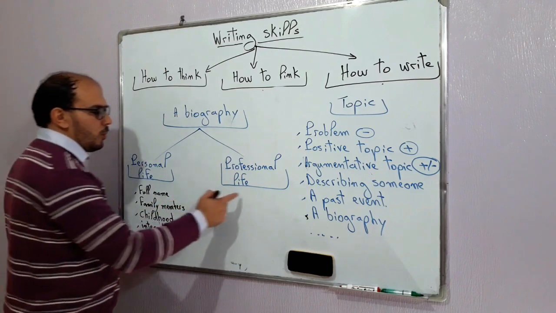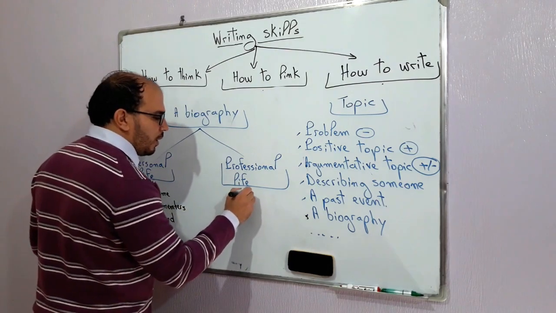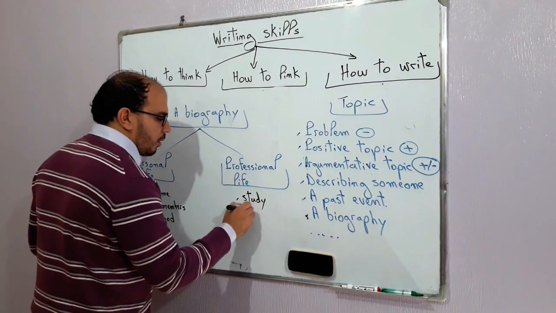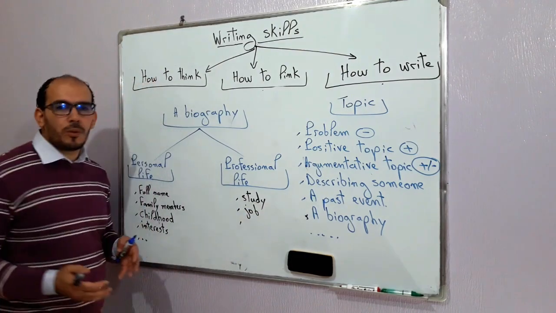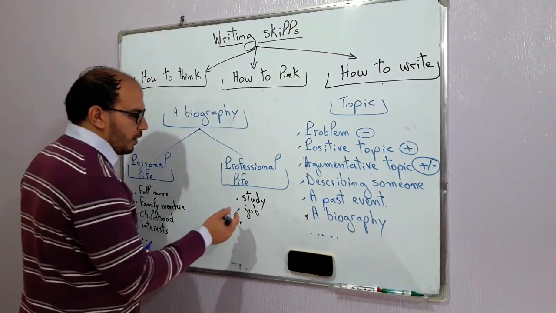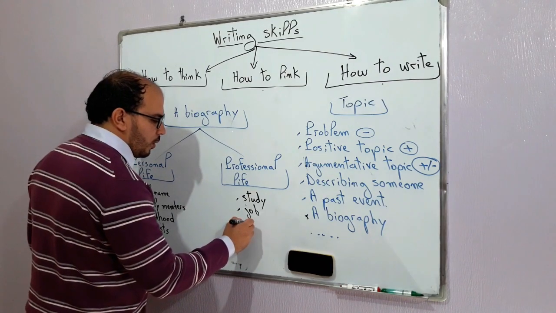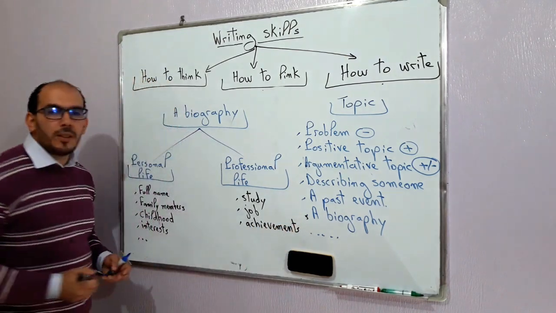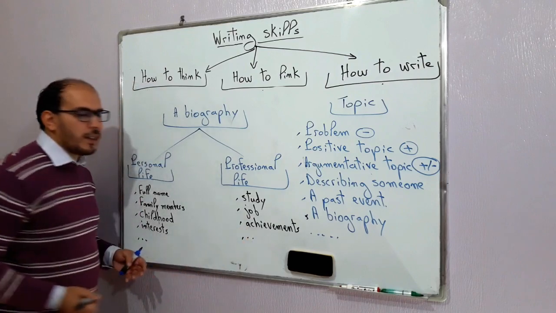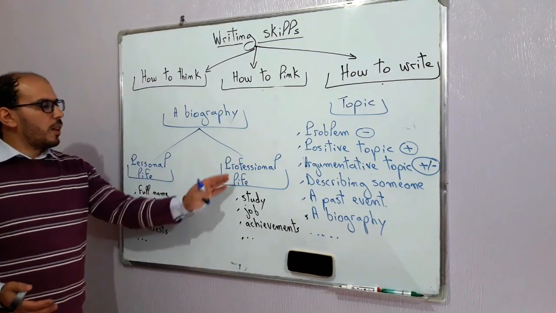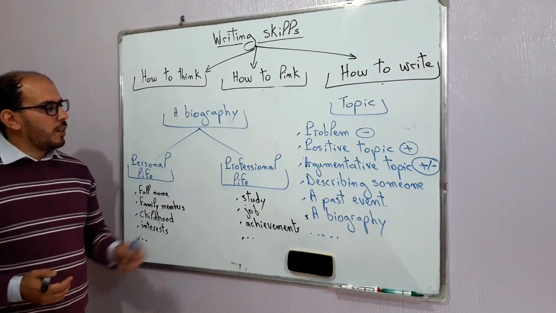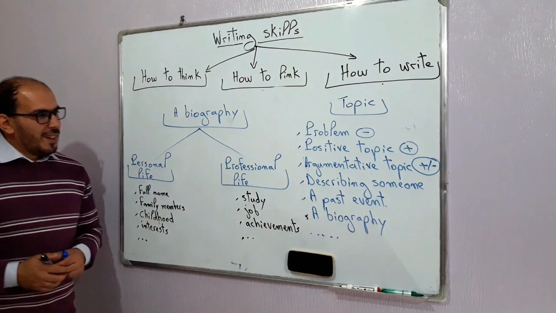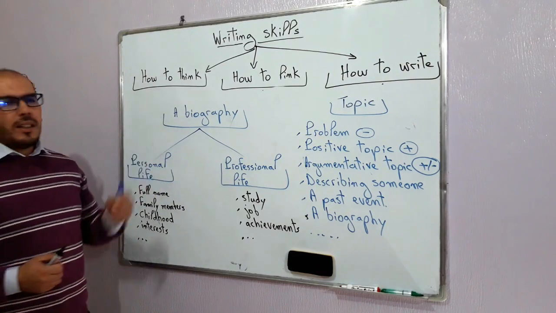interests, and so on. For the professional life, I have to speak about studying or graduation of this person. I can talk about job or jobs, and so on. I can also speak about achievements of these persons. This person, I can speak about the diplomas, certificates, and so on. So all that has to do with professional life of this person. Right, anyway, so this is the idea of how to think.